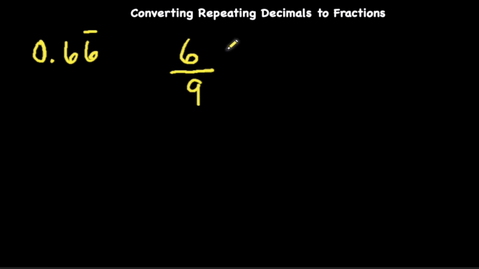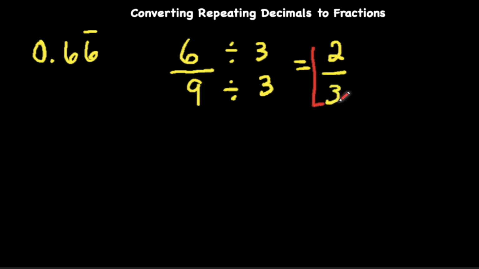Now we can go ahead and simplify. The greatest common factor for both numbers is 3. You get a result of 6 divided by 3, which is 2, and 9 divided by 3, which is 3. So 2/3 is your answer for this.